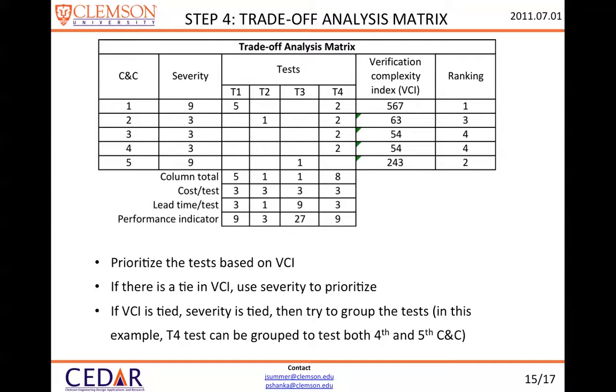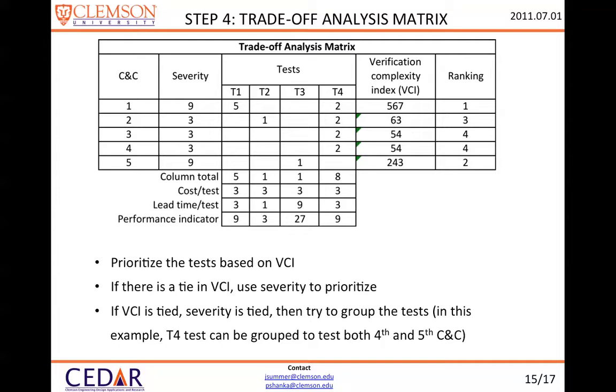Whereas if I do the same thing for test T4, it gives me a number 18. At this point, test T1 is the first priority while T4 is the second priority. But we need not make a conclusion at this point because it might change once you go through all the requirements and the trade-off analysis.